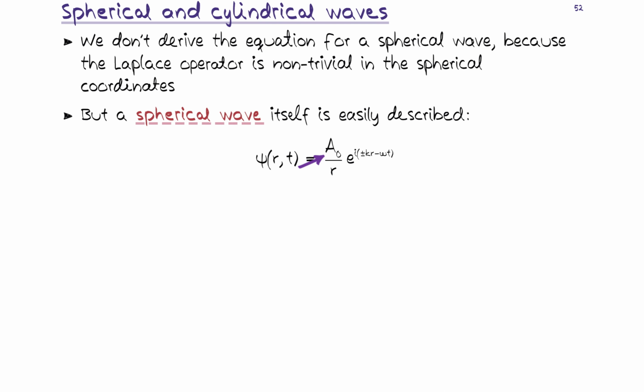And the interesting thing here is that for a spherical wave, we want to have this 1 over r dependence in the amplitude so that the energy is conserved as we go further away from the origin. This is the difference compared to, for example, a plane wave. In order for the energy to be conserved when we move away from the origin of the wave, the energy must remain the same, so the amplitude must get smaller.